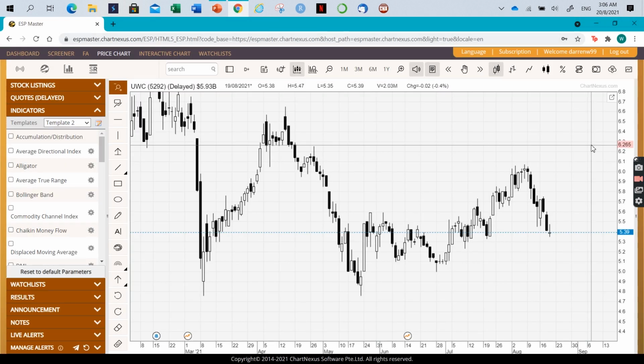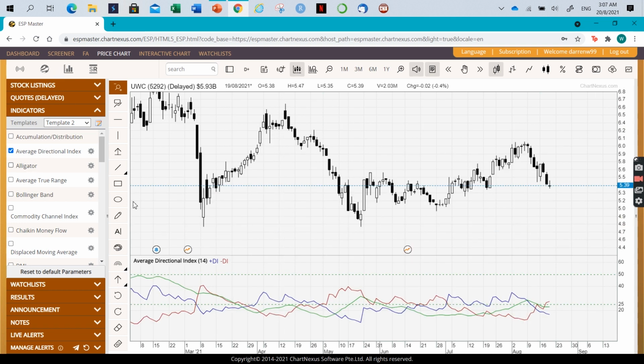So here we have UWC. First off, we have to pull out our average directional index. You can just go to the left panel here, and you can see it's the second indicator on our list. Here we have three lines, and judging by the figures, the blue line is the positive DI and the red line is the negative DI. So the ADX line is the green line here.